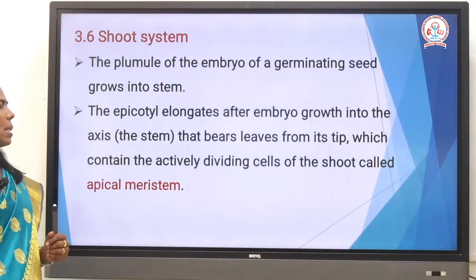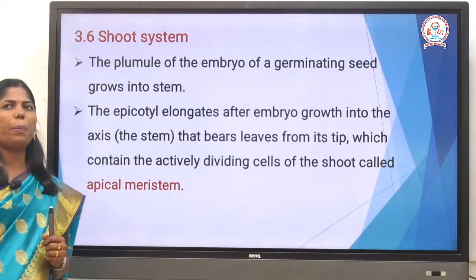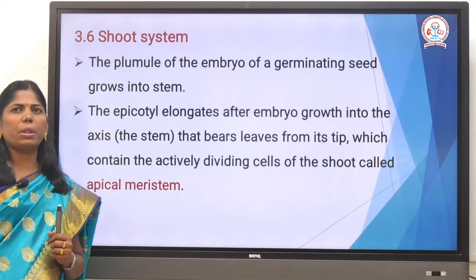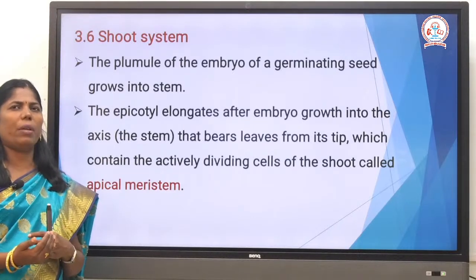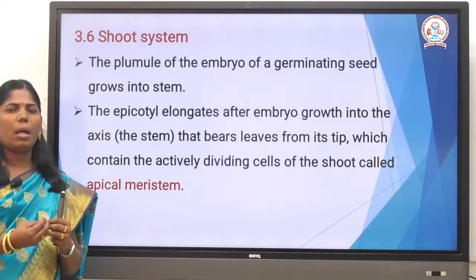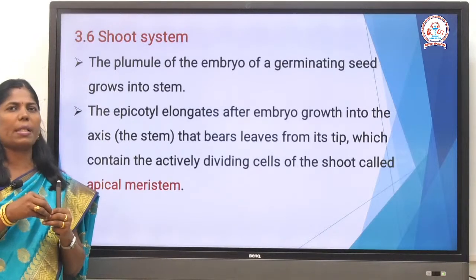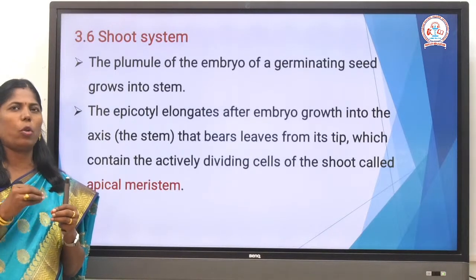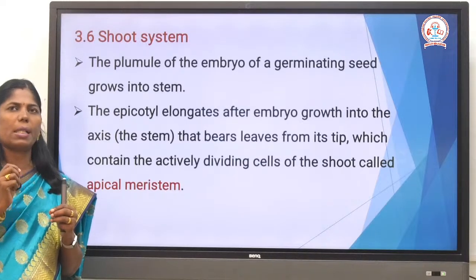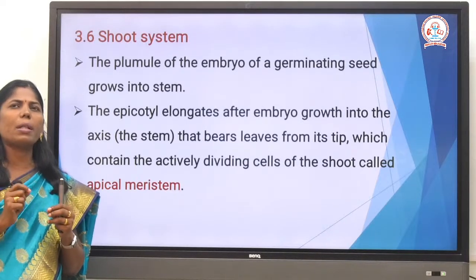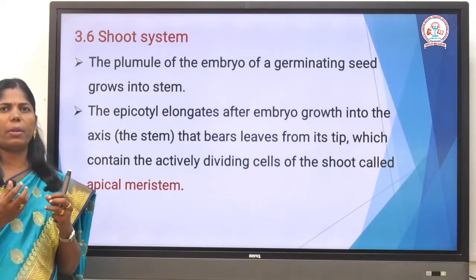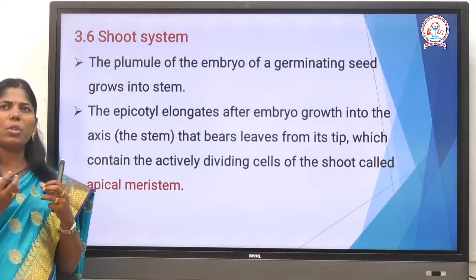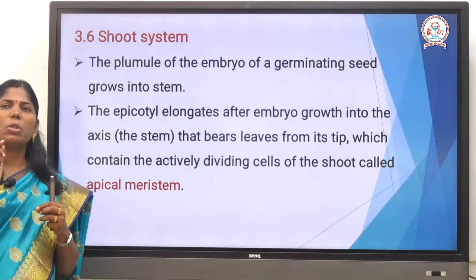The shoot system, as I already said, the plumule of the embryo of germinating seeds grows into the stem. So after germination, how is the seed germinated? With the help of water. How does the water enter the seeds? Through the micropyle. The micropyle region is a small pore in the seed. Through this the water enters, then the size of the seed increases. By this way it undergoes germination.